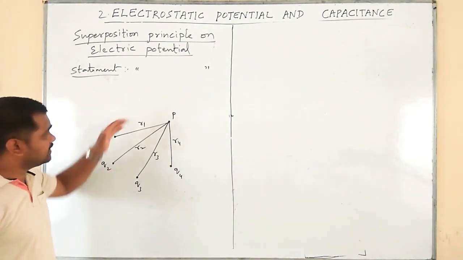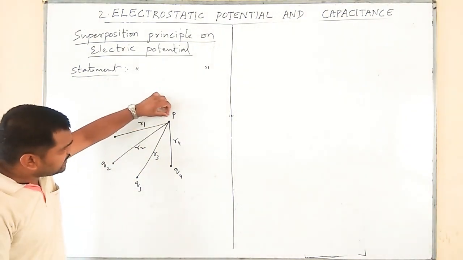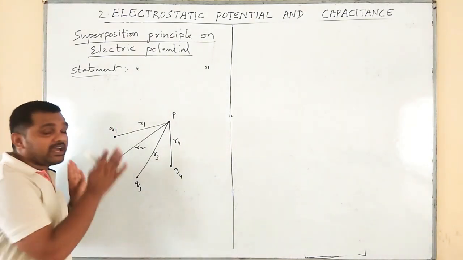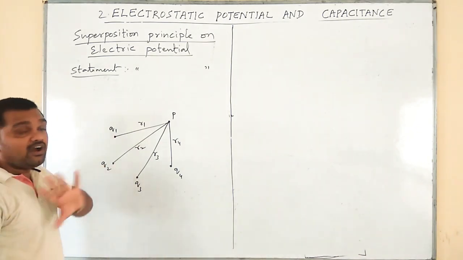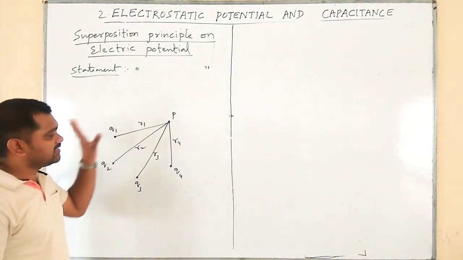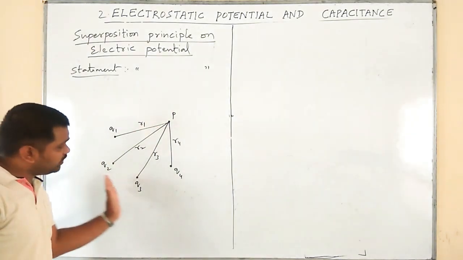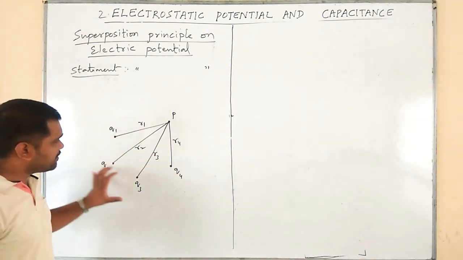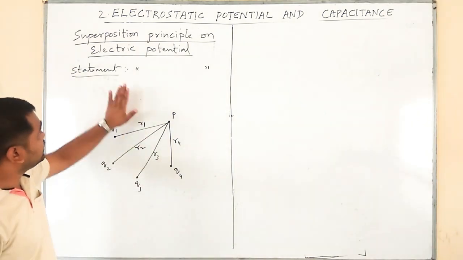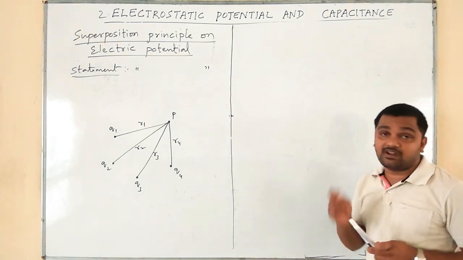Let me repeat the statement. When a number of point charges are interacting at a place, at a given point, the net electric potential is equal to the algebraic sum of electric potentials due to all the charges at that point. Okay, so this is the statement of the superposition principle on electric potential.